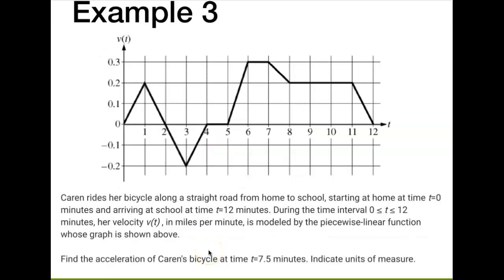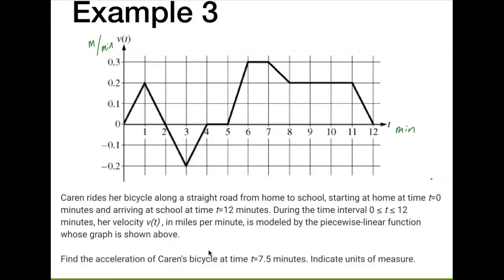All right, Karen rides her bicycle along a straight road from home to school, starting at home at time 0 and arriving at school at time 12. During the time interval 0 to 12, her velocity is modeled by this piecewise linear function whose graph is shown above. Find the acceleration of Karen's bicycle at time 7.5 minutes and indicate units of measure. I think this is the first acceleration one we've done. So her velocity is measured in miles per minute, and time is measured in minutes.